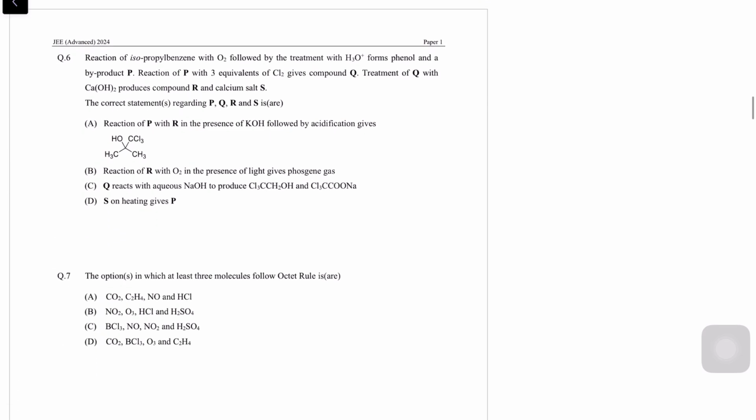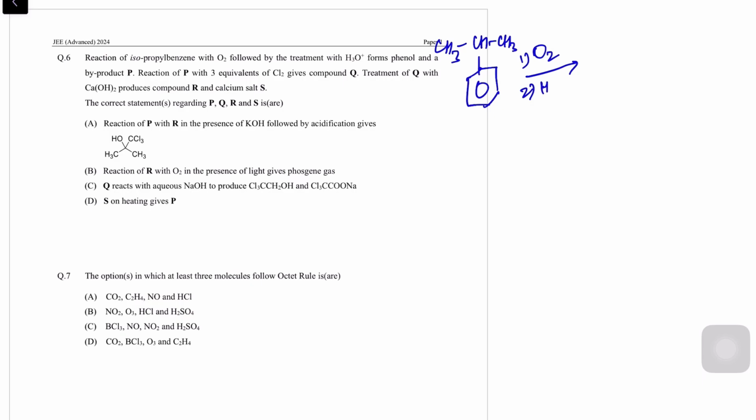Question number 6. This question was from organic chemistry and yes, its level was moderate. Reaction of isopropyl benzene with oxygen followed by treatment with acidic hydrolysis forms phenol and acetone. This reaction again is in NCERT, a very famous industrial preparation of phenol, right? So let us discuss its solution. This is isopropyl benzene. In common system, we call it cumene. If you react it with oxygen, it forms cumene hydroperoxide. You can find the detailed equation in the NCERT book also.